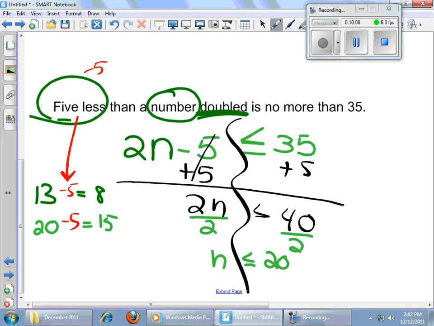Yeah, 5 less than a number doubled is no more than 35. So if I double 20, I get 40. I subtract 5 from that, I get 35. So it works for 20 and any number smaller.